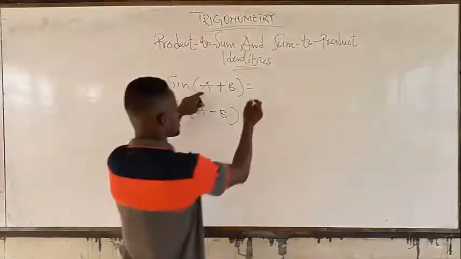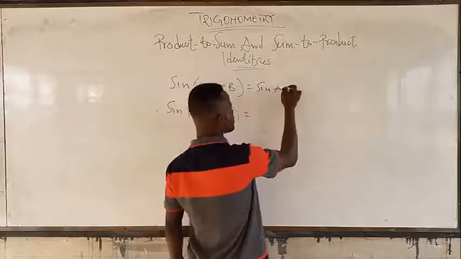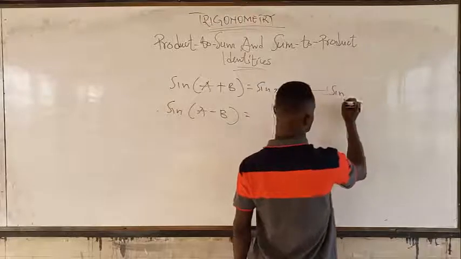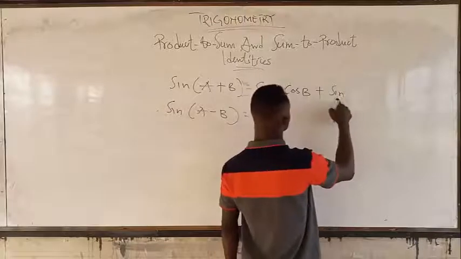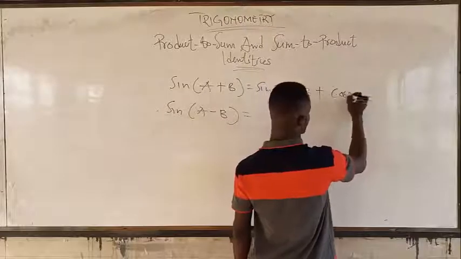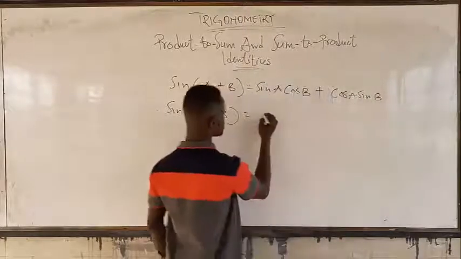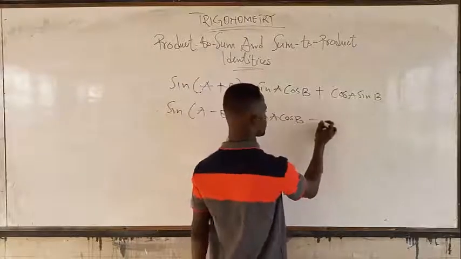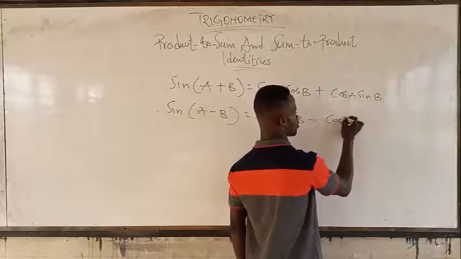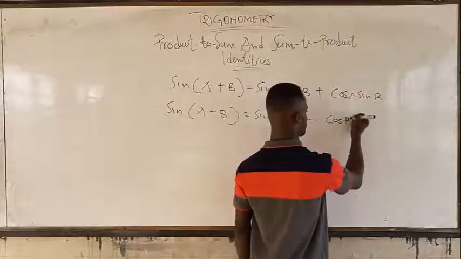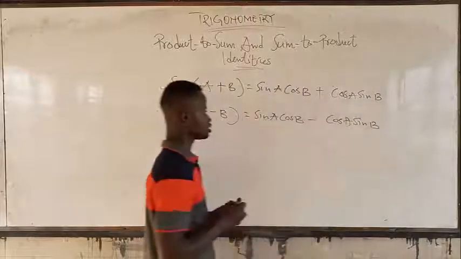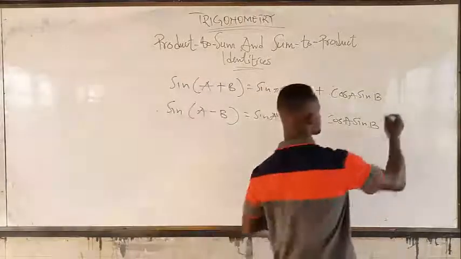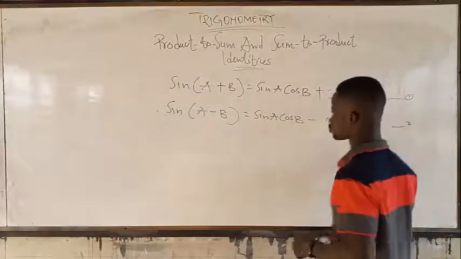We know that this is sine A cos B plus cos A sine B. This is sine A cos B minus cos A sine B. Very good. So, like what we did, equation 1, equation 2.